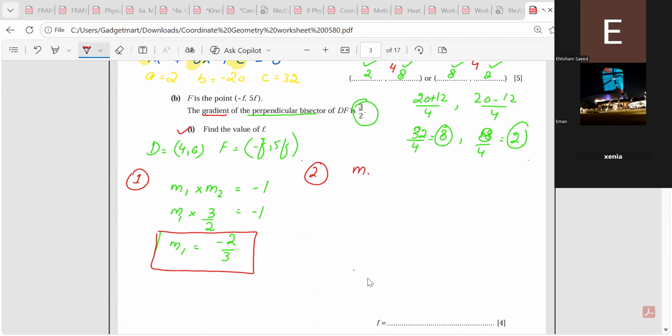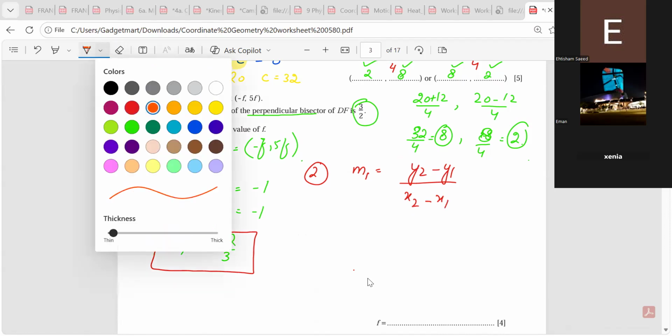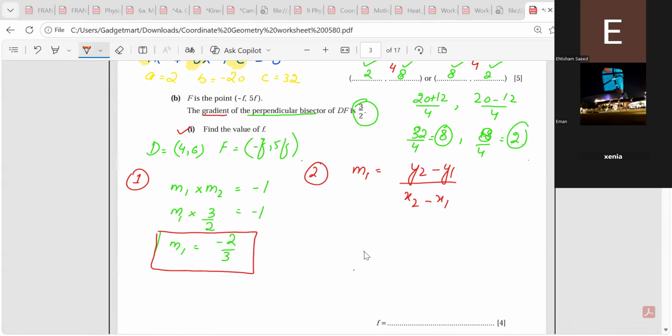So m1 is equal to y2 minus y1 divided by x2 minus x1. So here, for instance, if you are going to solve for m1, we already know that it is minus 2 by 3. What is y2? So I'm taking it as x1, y1 and taking it as x2, y2. ठीक है? Okay. So it will be 5f minus 6 divided by minus f minus 4. So this is the form.